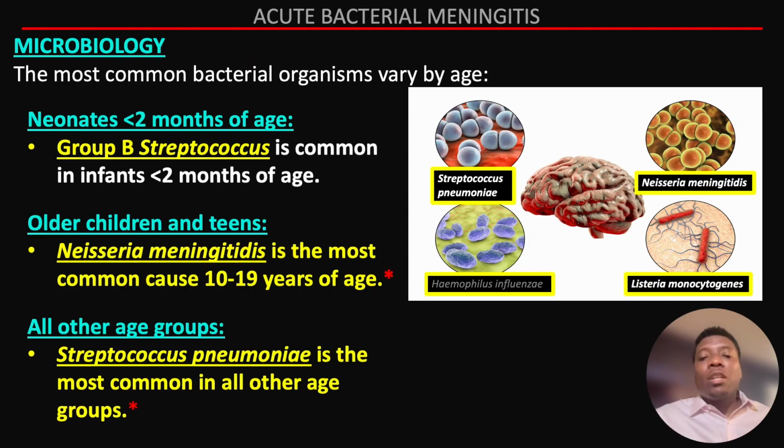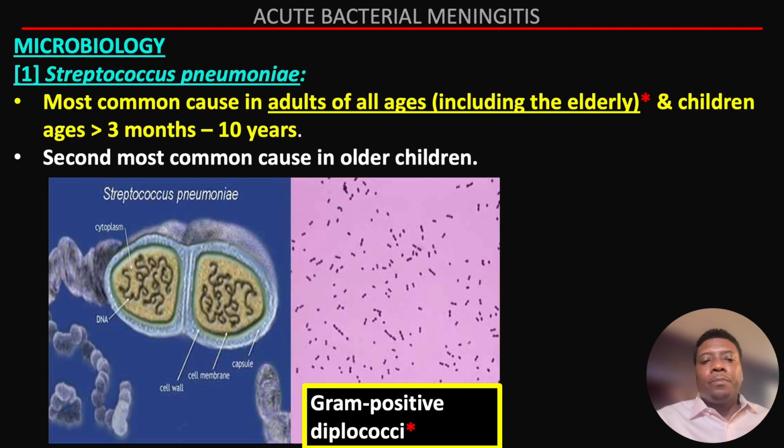In terms of the bacteriology of meningitis, in neonates and children less than 2 months of age, group B Streptococcus is the most common bacteria. In older children and teens around 10 to 19 years of age, Neisseria meningitidis is the most common bacteria. In all other age groups, strep pneumo is the most common bacteria.